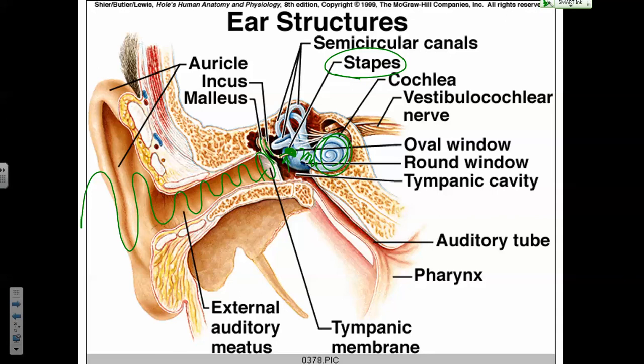And those cilia are of cells that are connected to neurons. And that will trigger an action potential to go along the vestibulocochlear nerve to the auditory center of the brain. Isn't that weird that hearing is just because of the bending of cilia?